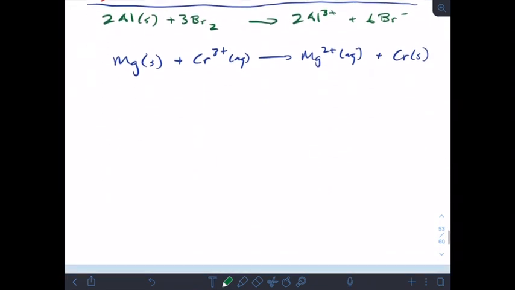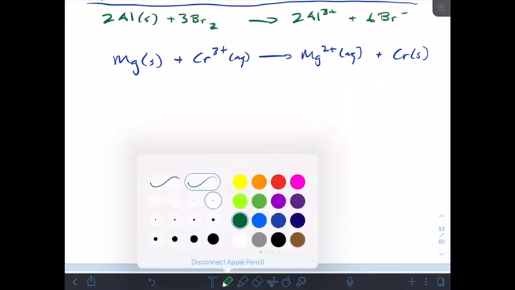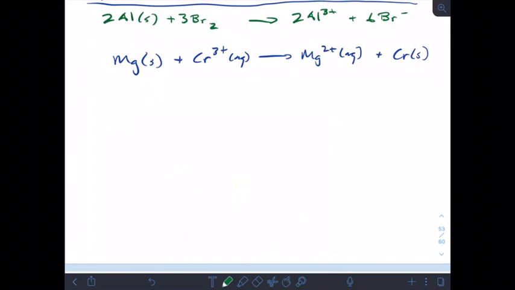Okay, so let's look at our next example. So we have magnesium plus chromium gives us magnesium plus chromium. First thing, let's assign oxidation numbers. Solid magnesium, magnesium is a metal. Metal solids get zeros. Chromium on the right, chromium solid, that's a solid metal, also gets a zero. Then our monatomic ions, their oxidation state is their charge, so a plus 3 and a plus 2.